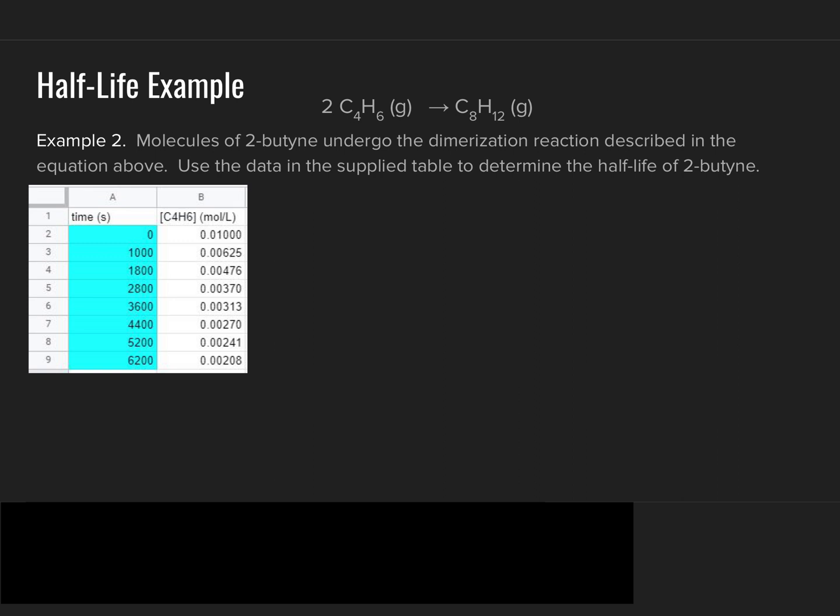We've given you an equation up at the top right describing this reaction. And we're going to ask you to use the data in the supplied data table to determine the half-life of 2-butyne. Now, have a look at the data table that I provided. In this data table, we have information about the time since the reaction began and the concentration of the species 2-butyne, that is C4H6.